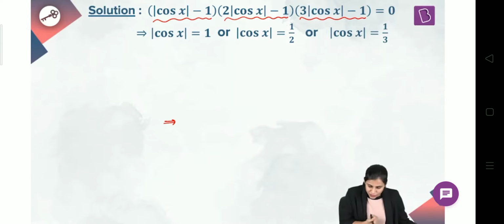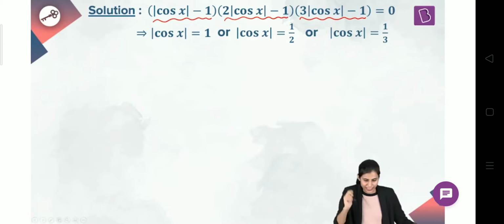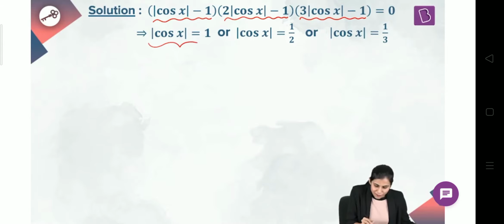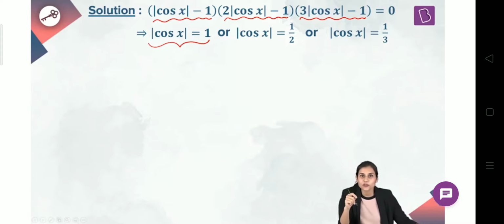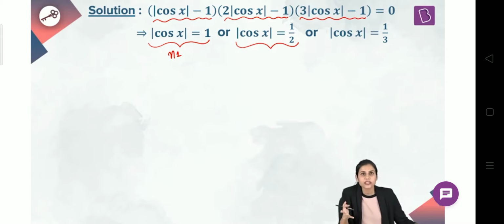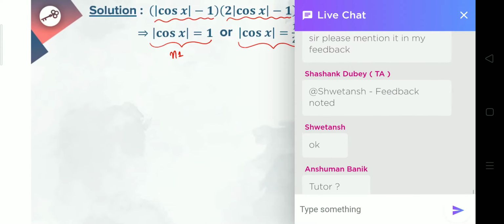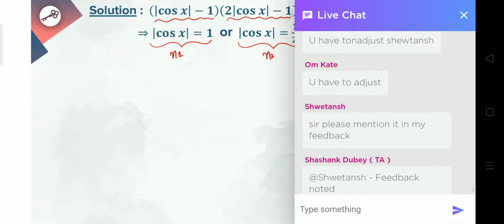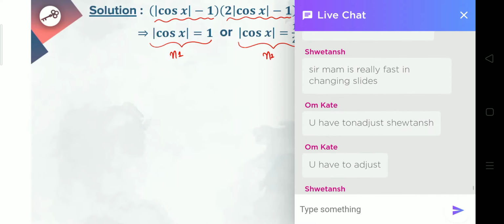So now the question has converted to what? Let me tell you. I have to find the number of real values of x in the interval minus pi comma pi which satisfy mod cos x equal to 1. Let's say that number is n1. I have to find out the number of values of x in the interval minus pi comma pi which satisfy mod cos x equal to half. Let's say that number is n2. Similarly for this equation, let's say the number is n3.